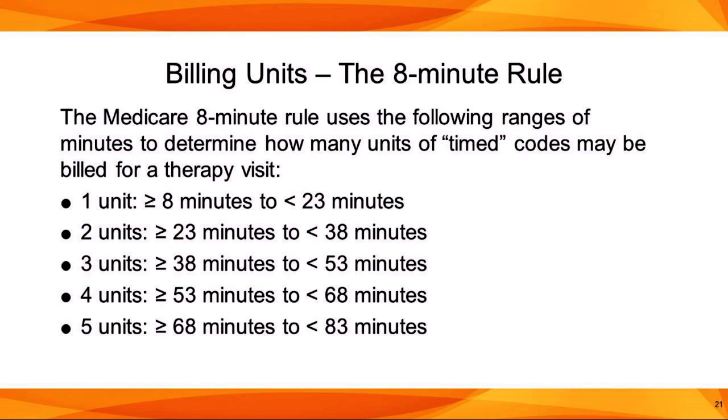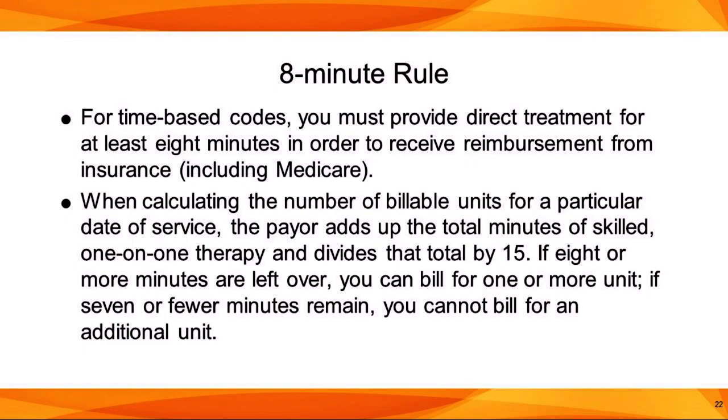And so the thing is, though, how you split that up. When you're doing a time-based code, you have to provide direct treatment for at least 8 minutes in order to receive reimbursement from Medicare. So when you're calculating the number of billable units for a particular date of service, the insurance company adds up the total minutes of skilled one-on-one therapy, divides the total by 15. If there are 8 or more minutes left over, you can bill for 1 more unit. If 7 or fewer minutes remain, you can't bill for another unit. So it's sort of a weird thing.